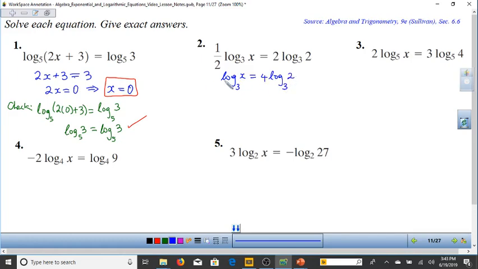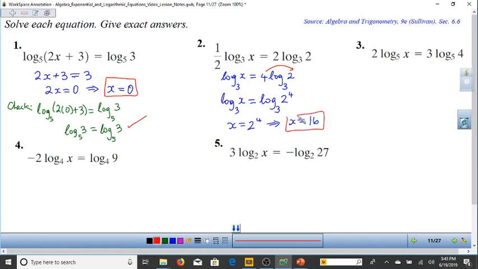Then I still have a problem where one of these still has a coefficient, and I need both logs to have no coefficients in front. So I'll use the power property to move the coefficient to be the exponent of the input on the right hand side. So now I have log base 3 of x is equal to log base 3 of 2 to the 4. It means then that the inputs are the same, x equal to 2 to the 4, which implies that x is equal to 2 times itself 4 times, which is 16.